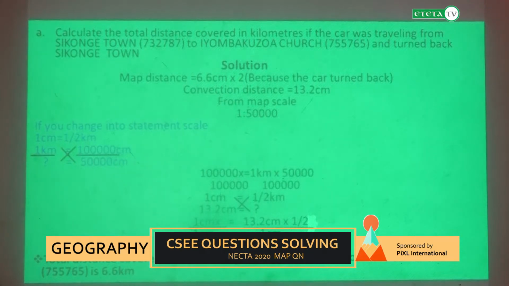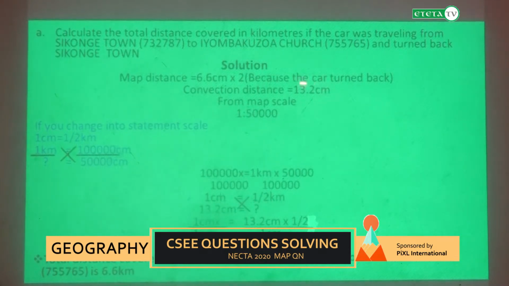So you do cross multiplication there. You are going to get half a kilometer. So you can see here the way it has been changed. This 100,000 centimeters times this one. You divide by 100,000 centimeters on each side. You will get 1 centimeter is equal to half a kilometer.